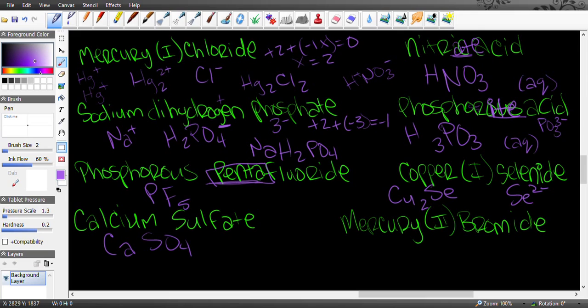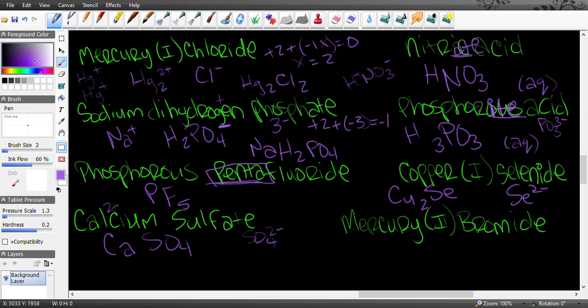Calcium sulfate. SO4. What's the charge on sulfate? 2 minus. What's the charge on calcium? 2 plus. 2 plus plus negative 2. They balance out. So that's your formula.